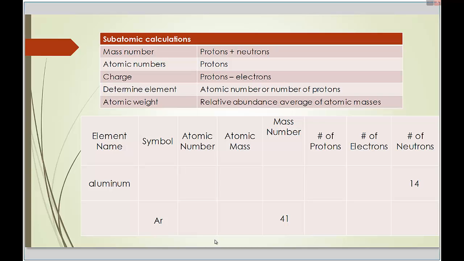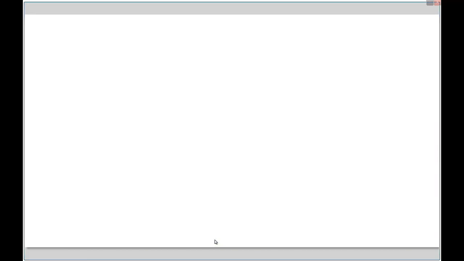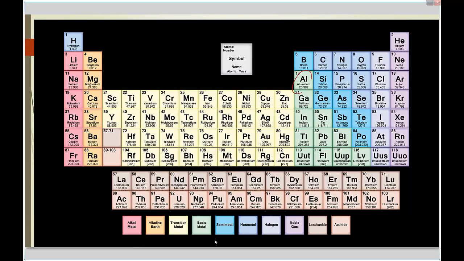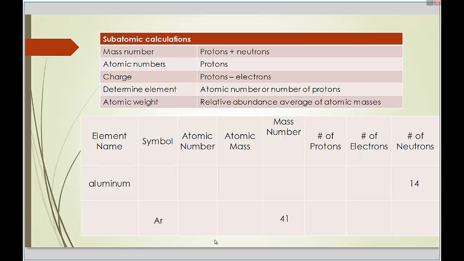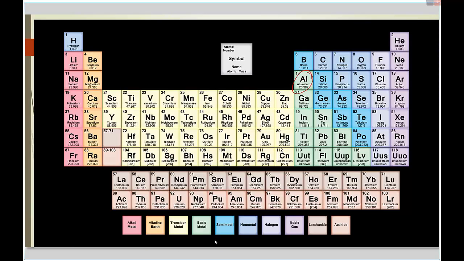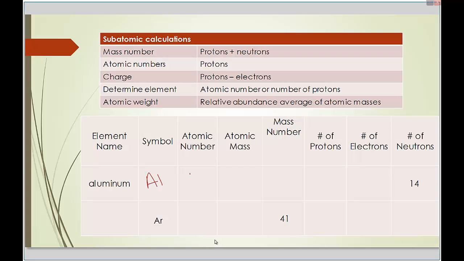For instance, if I look at the periodic table, here's aluminum, its symbol is Al. So I can put Al here for the symbol. I can also look at the periodic table and see that the atomic number is 13. Notice that there's 2 numbers here. One's a whole number, one's not a whole number. The atomic number is always the whole number. And the atomic number and the number of protons are 100% of the time the same thing. So I can put 13 in there for both of them.